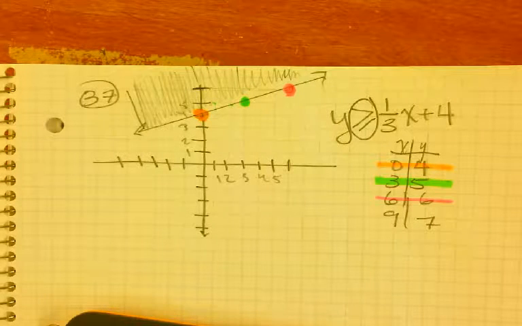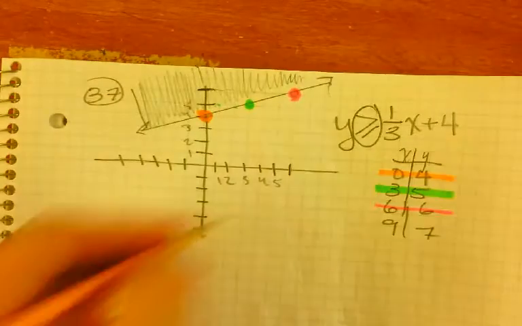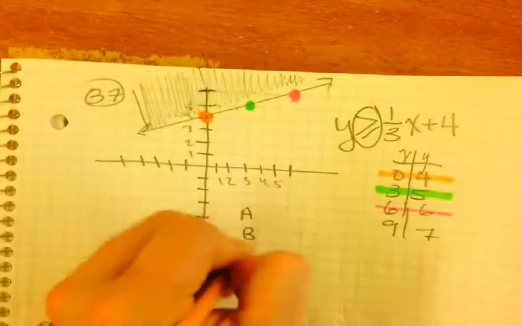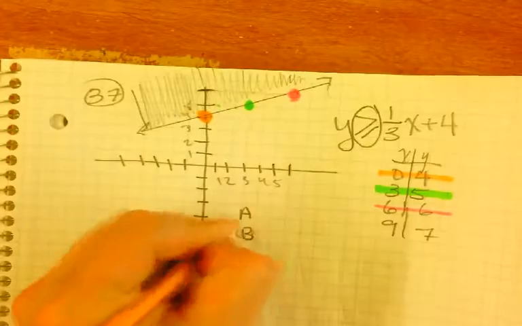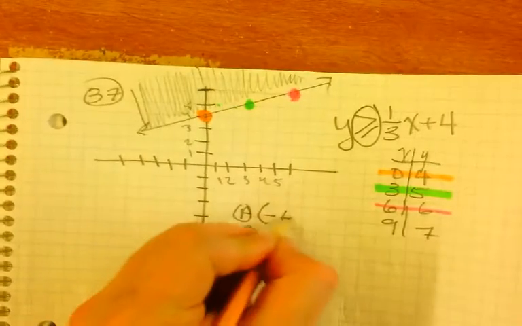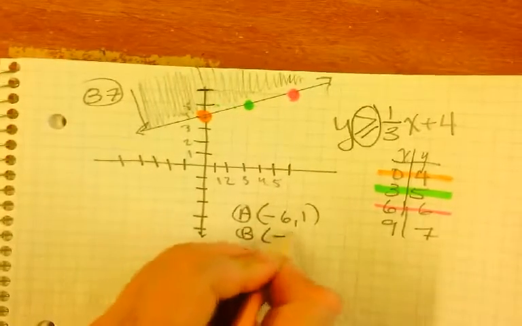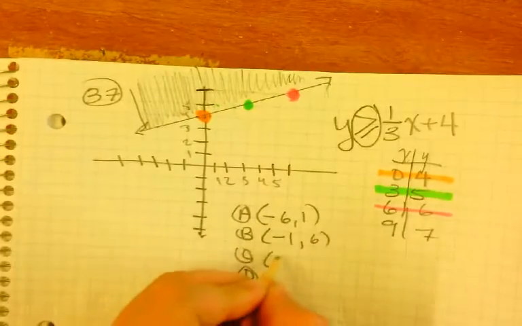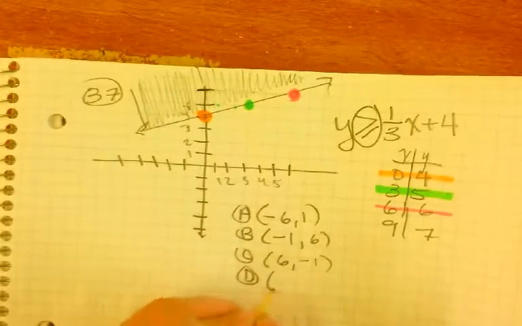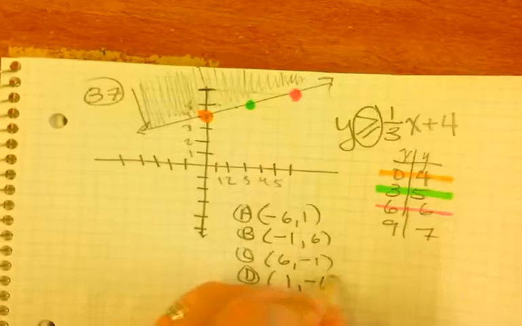Good. Tenemos 4 opciones. Opciones A, B, la C y D. Ok. A dice negativo 6 y 1. B dice negativo 1 y 6. C dice 6 y negativo 1. D dice 1 y negativo 6.